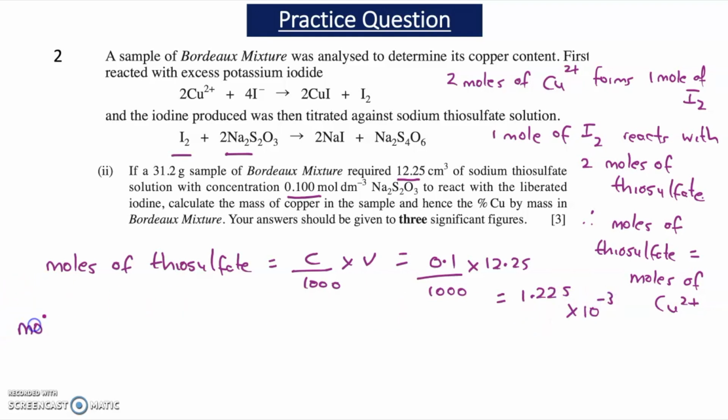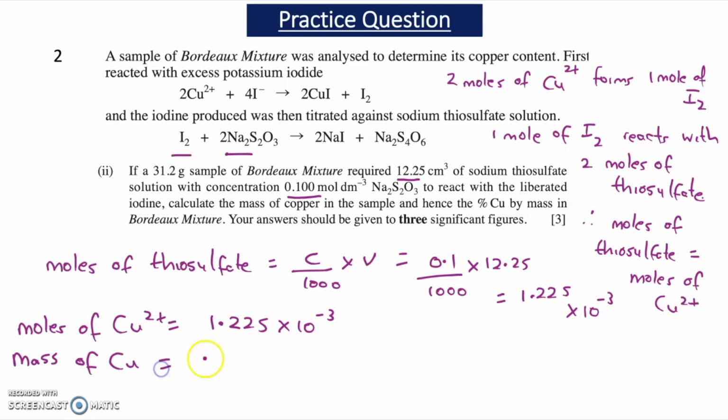Now, the moles of Cu2+ present in my flask will also be equal to 1.225 times 10 to the minus 3, because the moles of copper 2+ is equal to the moles of thiosulfate. Now the question is asking me to work out the percentage mass of copper.